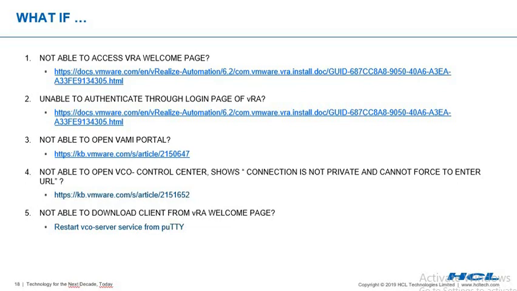The second question, unable to authenticate through login page of VRA. Now, sometimes there is a scenario that we are not able to authenticate ourselves through the login page of a tenant in VRA. Now, that could be due to our Horizon service might be down. So we need to make that Horizon service up so that we should be able to log in.